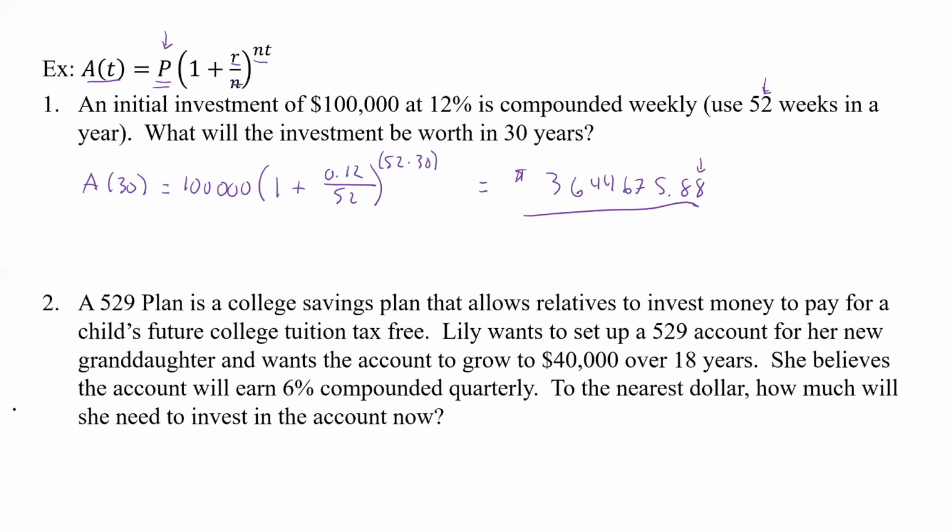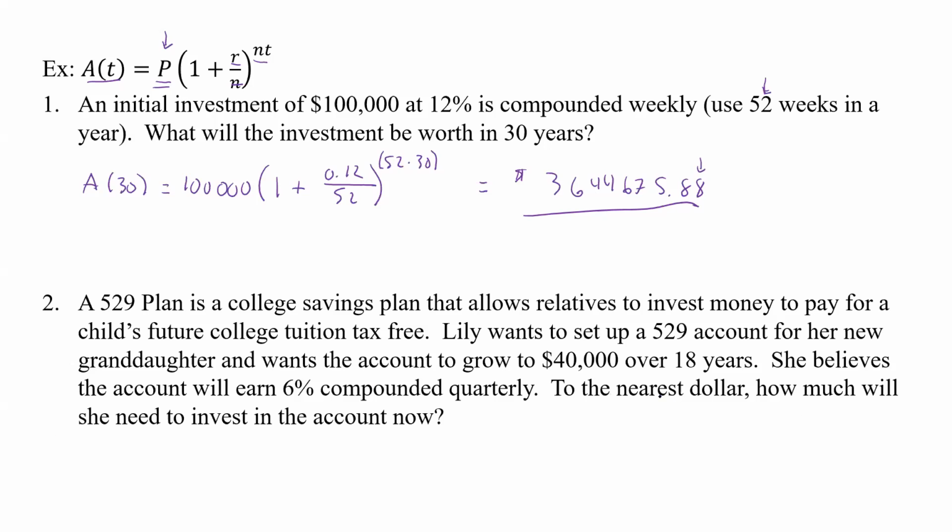So basically, what we have is a 529 plan, which is a college savings plan that allows relatives to invest money to pay for a child's future college tuition tax-free. Lily wants to set up a 529 account for her granddaughter and wants the account to grow to $40,000 over 18 years. She believes the account will earn 6% compounded quarterly. To the nearest dollar, how much would she need to invest in the account now?